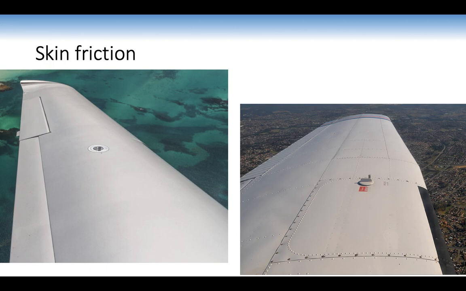So here we've got two airplane wings. We've got the airplane on the left, and we've got a Cirrus wing, so it has less skin friction than the Cherokee wing, which has a little bit of nuts and bolts. It's got that fuel cap as well hanging on top.